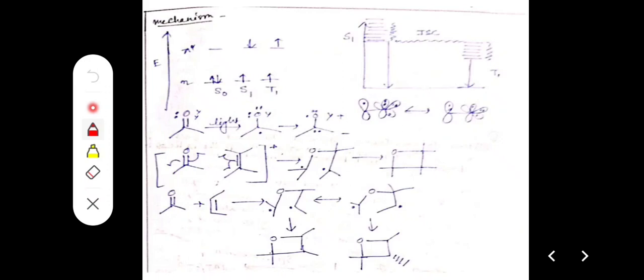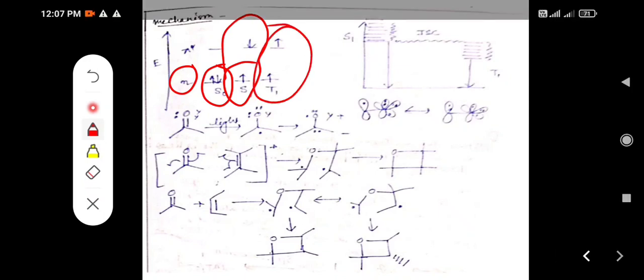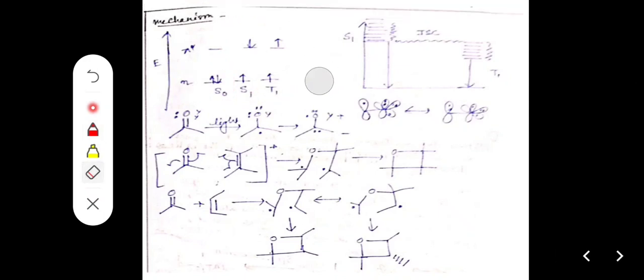Now we consider the mechanism, that is n and pi star. n is the non-bonding orbital. This must be the ground singlet state, this should be the excited singlet state, and this should be the excited triplet state. This ground singlet state has two electrons that are paired up and their spins are opposite, so their overall spin cancels out, plus half minus half is 0. So the overall spin multiplicity for S0 is 1.